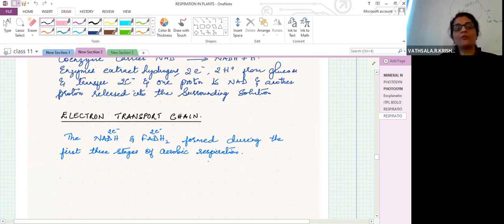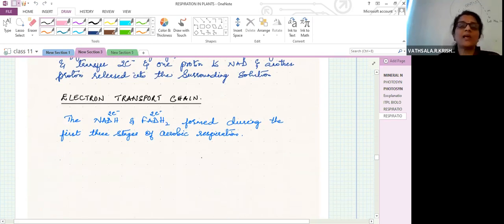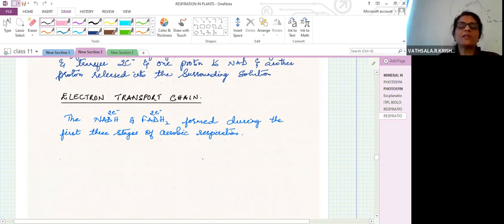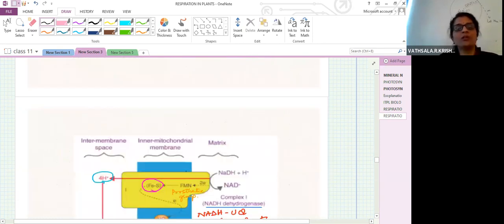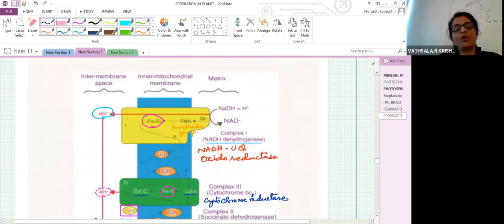So this electron transport chain, where exactly does this happen? It happens in the inner space between the two membranes. Every time, NADH and FADH2, formed during the first stages of aerobic respiration, release 2 electrons. How it happens is shown in the same picture given in your textbook also.